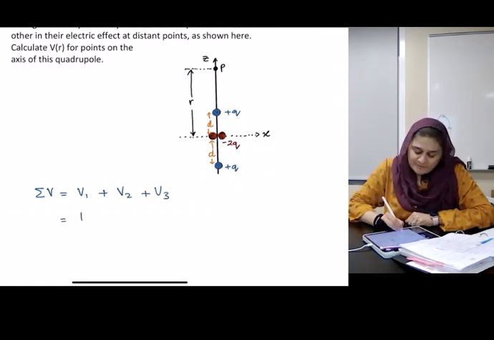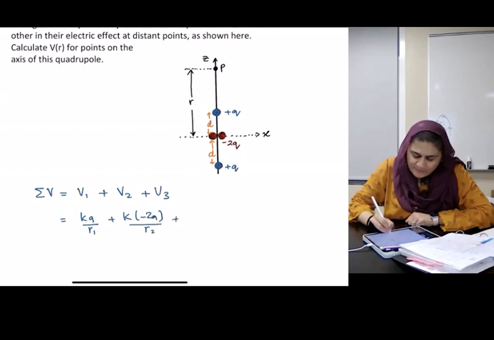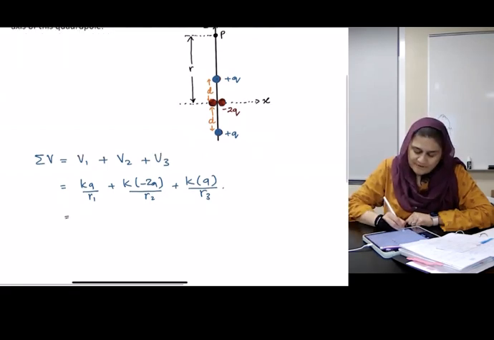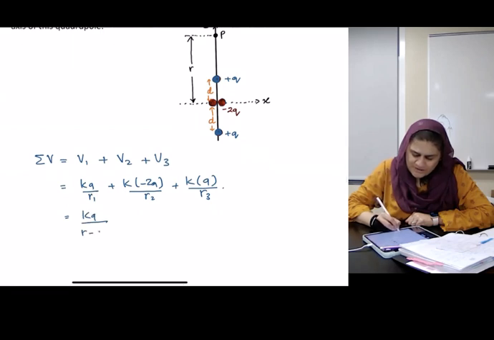What will V1 be? What will V2 be? What will V3 be? Given KQ over R minus D. Correct me if I mess up.